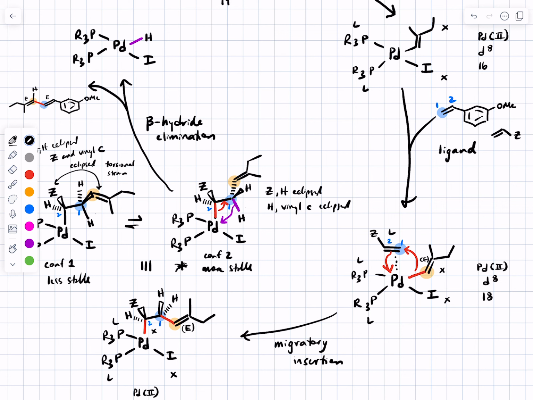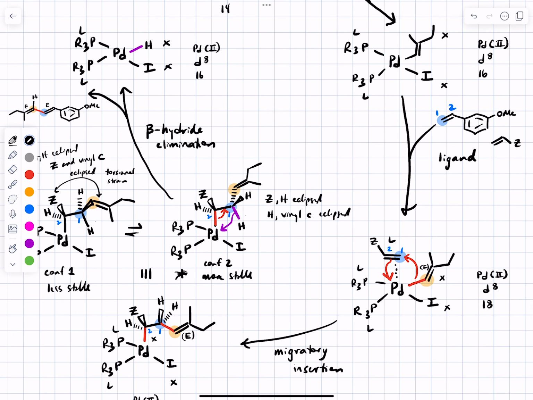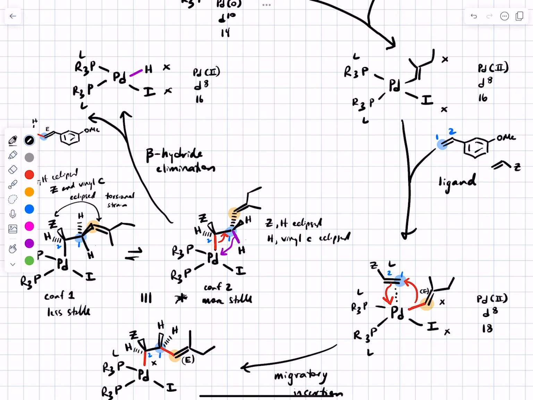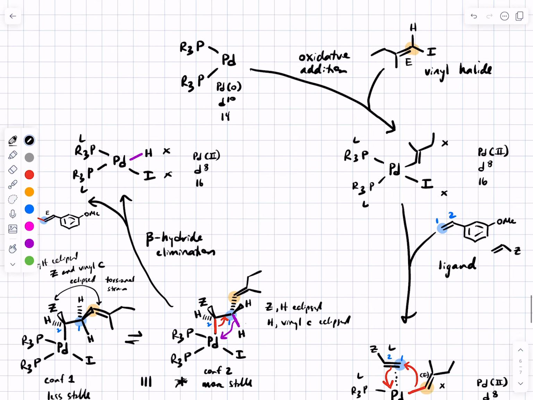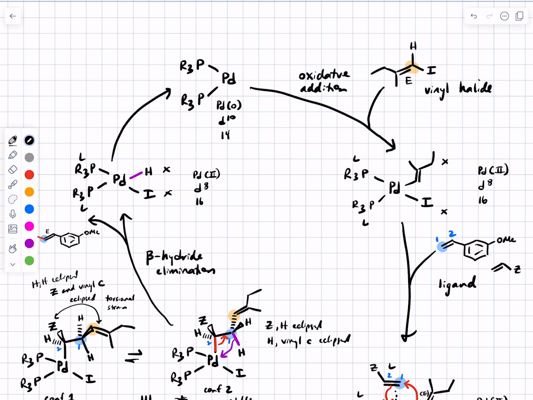Overall, our complex is still neutral. It still has two X-type ligands and two L-type ligands. So it's still palladium 2+, still with 8 d electrons, and now with a 16 electron count overall. And then the final step is reductive elimination.